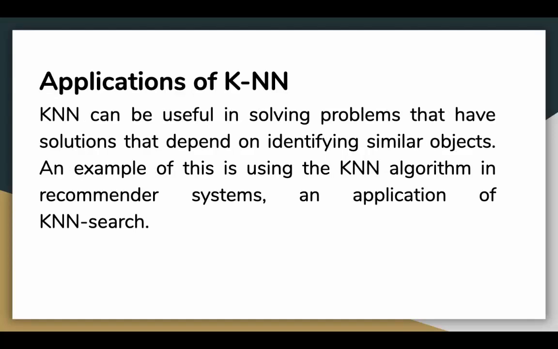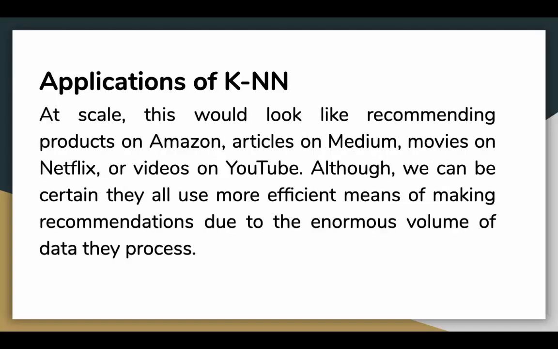Coming to this, let's talk about the applications of KNN. KNN can be useful in solving problems that have solutions that depend on identifying similar objects, right? The nearest neighbors or the nearest similar objects. An example of using this would be in recommender systems, which is an example application of KNN search. Now, at a large scale, this would look like recommending products on Amazon, articles on Medium, or movies on Netflix. Although we can be certain that these companies all use more efficient means of making recommendations due to the enormous volume of data. And when you have an enormous volume of data, that is when KNN starts to suffer.